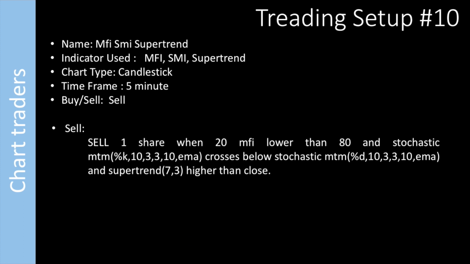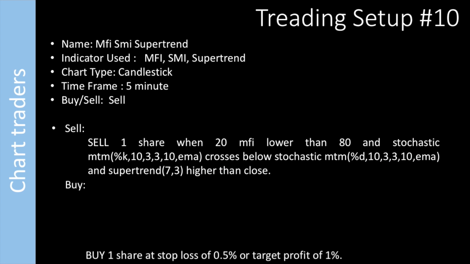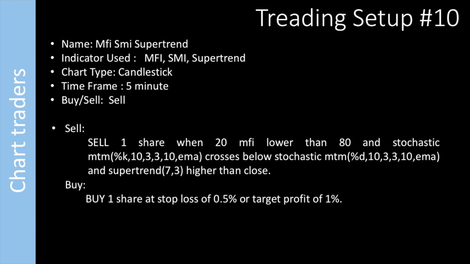So when to sell? When this crossover happens, that is your main condition: the Stochastic Momentum percentile K crosses the percentile D. The remaining are supporting conditions. The 20 MFI is lower than 80, meaning in terms of volume and momentum it's less. Whenever it is higher, it's high. And Supertrend: the high price is lower than Supertrend. So these two are supporting conditions, and your trigger point is the stochastic crossover. When to buy, just simply 0.5 and 1 percentile.